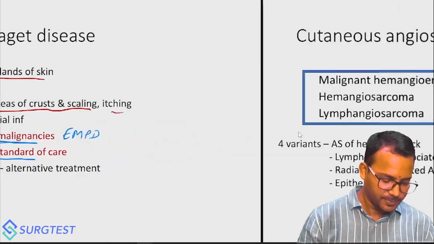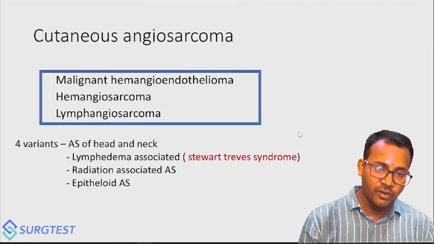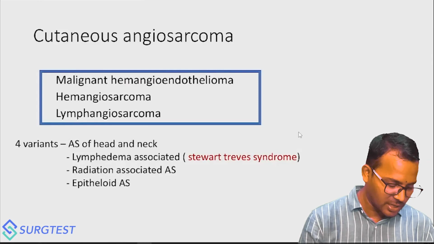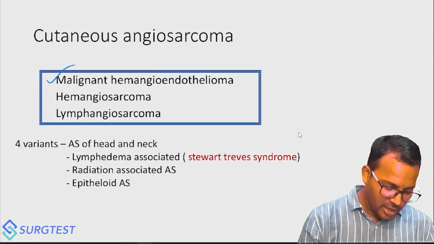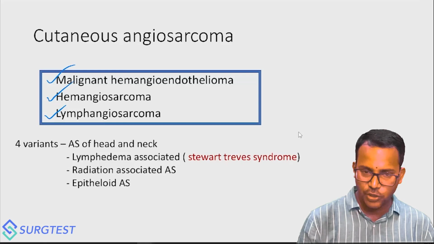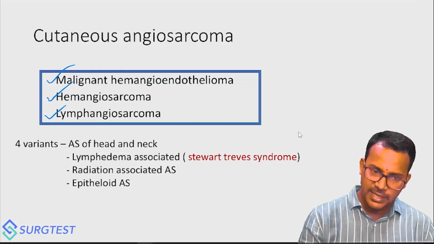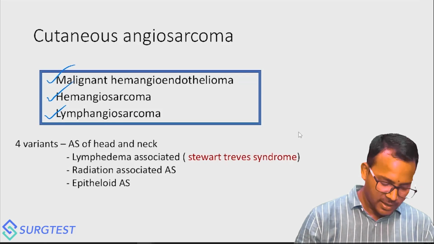Coming to the cutaneous angiosarcoma, there are various other names for this. You can call them malignant hemangioendothelioma, hemangiosarcoma, and lymphangiosarcoma. You see, these are the other names for cutaneous angiosarcoma. Okay, they are not different conditions. They are all the same condition. However, there are 4 variants to this.